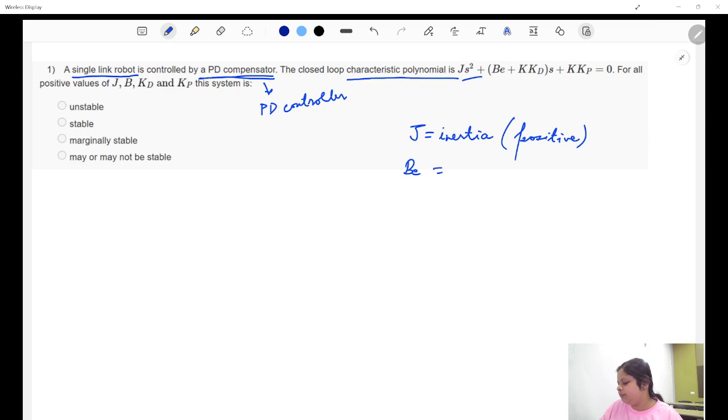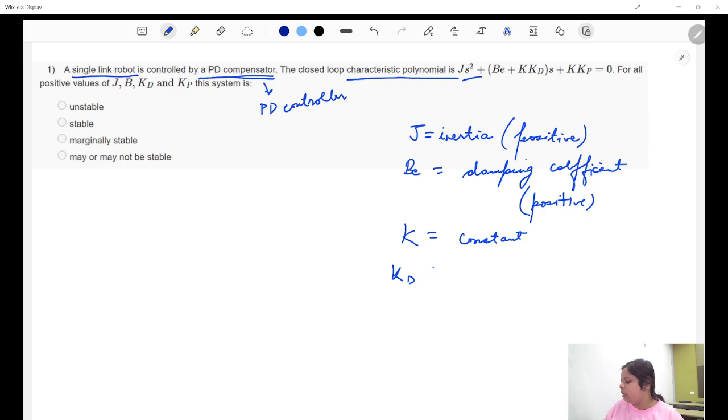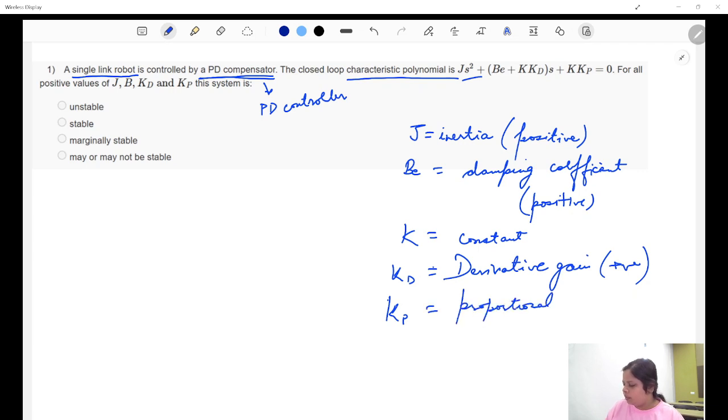B is your damping coefficient, it is also positive. Then we have Kd, which is a derivative gain. You know this already from PD and PID controllers. This is also positive. Then we have Kp, which is the proportional gain, and it is also positive, right?